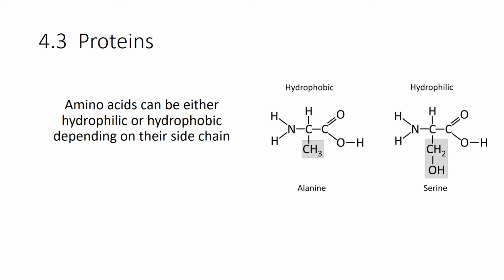Serine. I basically take alanine, add a hydroxyl group to that methyl. Guess what? Oxygen, hydrogen. Oxygen is way more electronegative than hydrogen. As a result, you get polar covalent bonds. And if you have polar covalent bonds, you can form hydrogen bonds with water, and you are now considered to be hydrophilic.